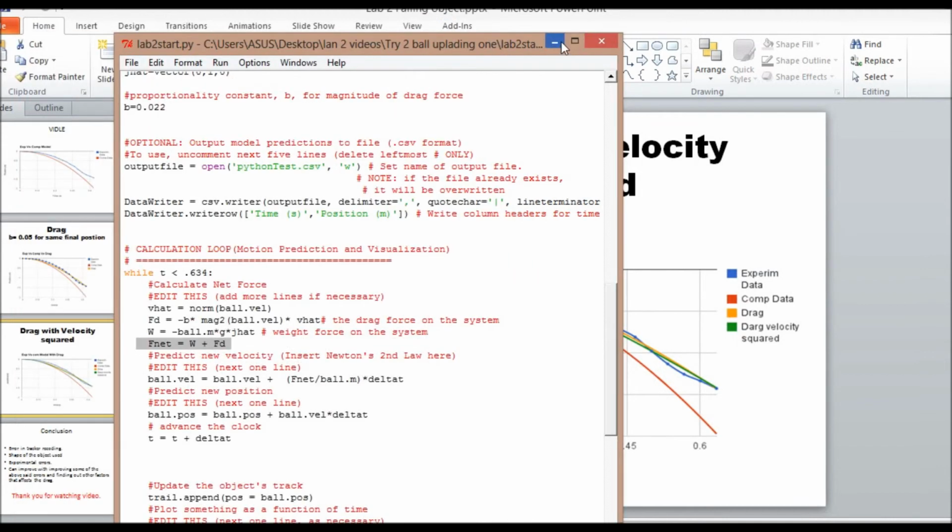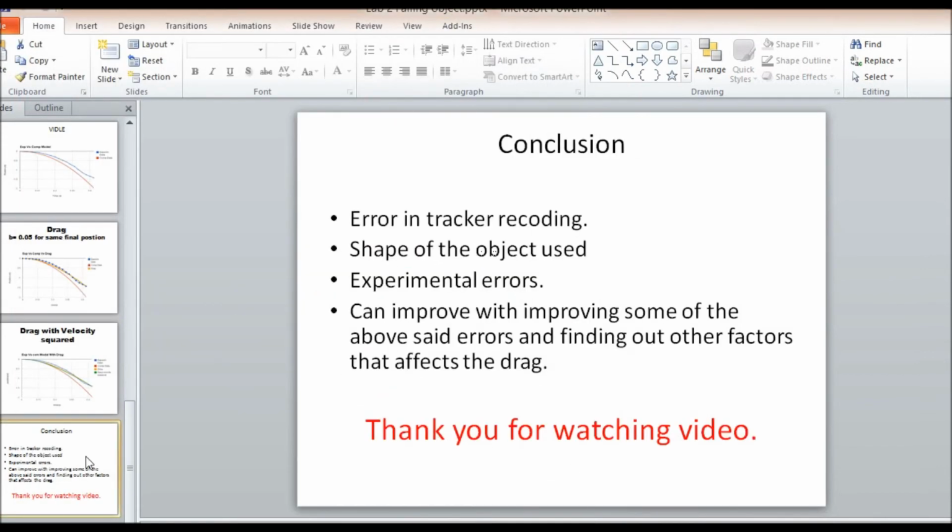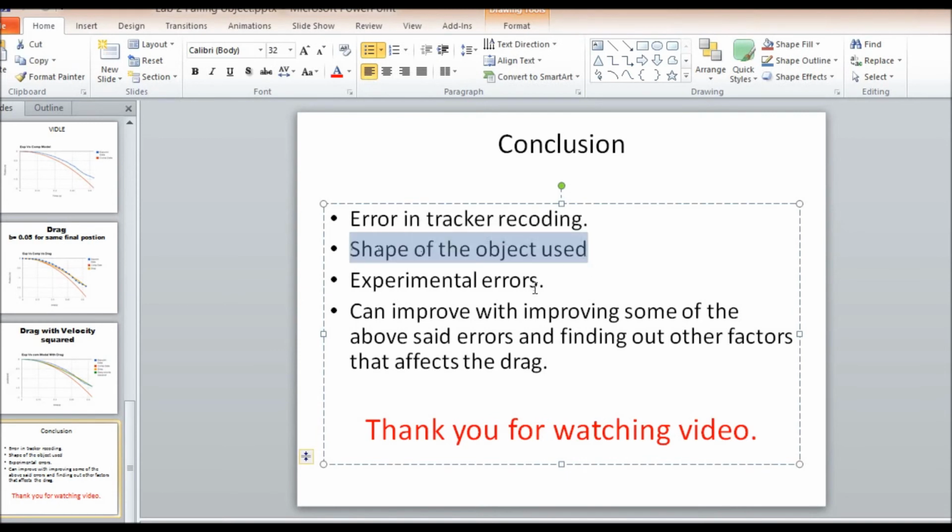So in conclusion, I can tell there will be error in my video recording, as well as the shape of the object may influence the drag, and there is experimental error, so there is a lot of scope for improvement in my lab report. So a lot of suggestions are welcome. Is the equation that I used for velocity squared right or wrong? I'm not aware, so please give suggestions in that case also.